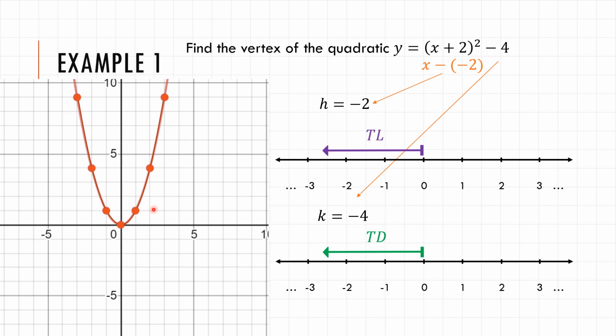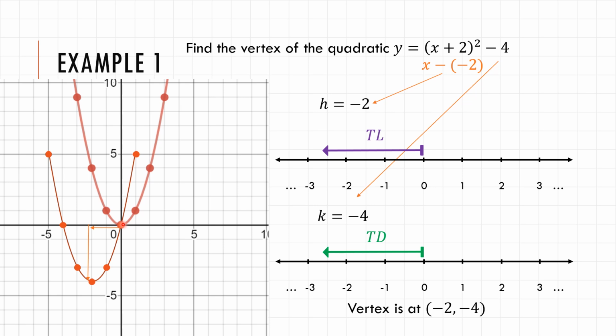Okay, so this is the situation we find ourselves in. Let's start to actually move this parabola. So left 2 units, and now down by 4 units. This is the new location of our parabola. And the vertex is very clearly at -2 and -4. That is the coordinates of the vertex.